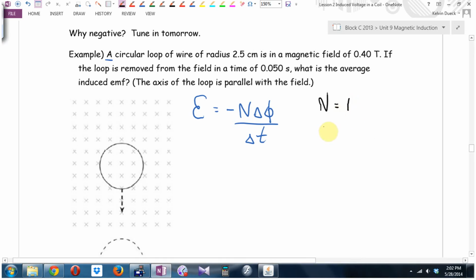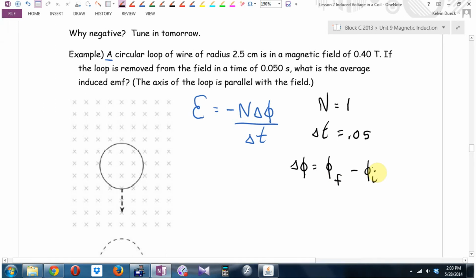The other easy one to get is the change in time. What's the change in time here? 0.05. The third thing I need to find is the change in flux. What's change in anything? Final minus initial.